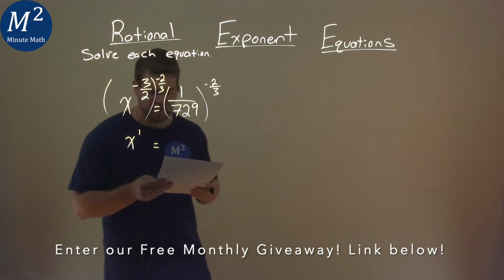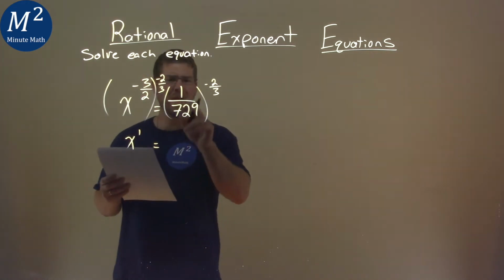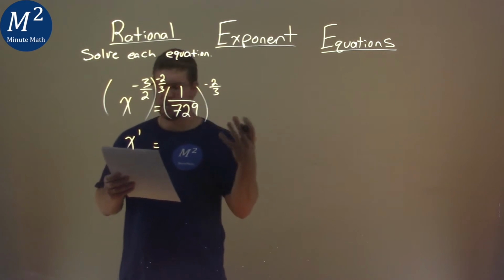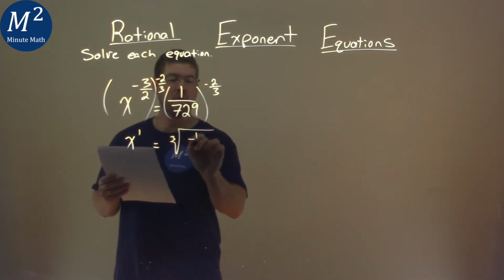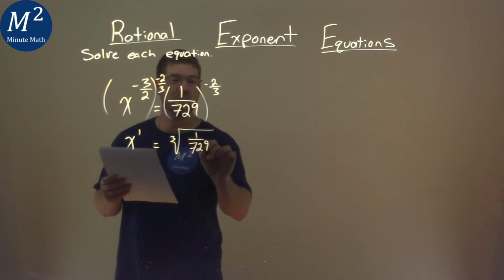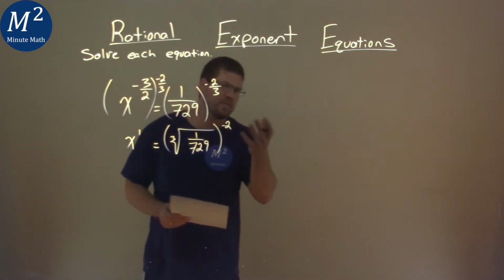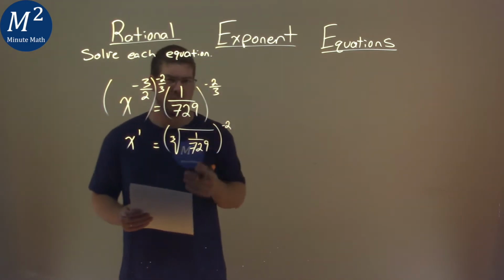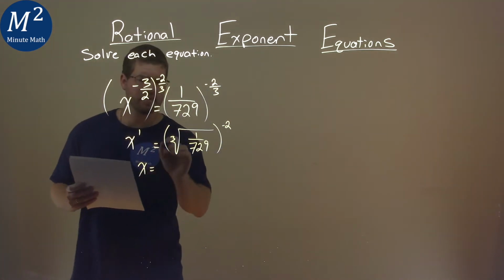But what happens on the right-hand side? Well, we can rewrite this as a root. And so we have the third root of 1/729, all to the negative 2 power. There are many ways, different orders in which you can do this, but I'm going to just do it this way. So x is now by itself, coming down.